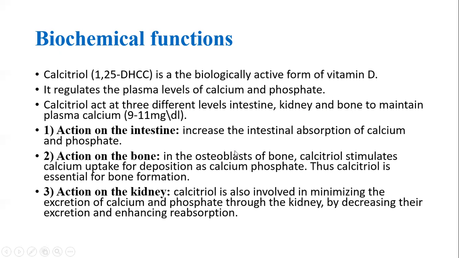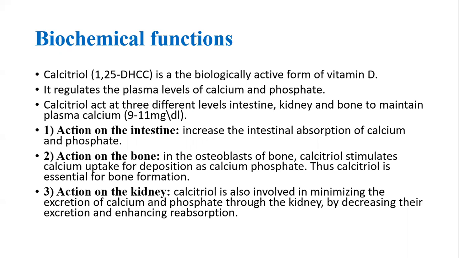In bone, it also acts on the osteoblast cells of the bone. In bone, two types of cells are present. The first one is osteoblast cells, and the second is osteoclast cells. The osteoblast cells help in the formation of bone, while osteoclast cells release calcium ions from the bones.